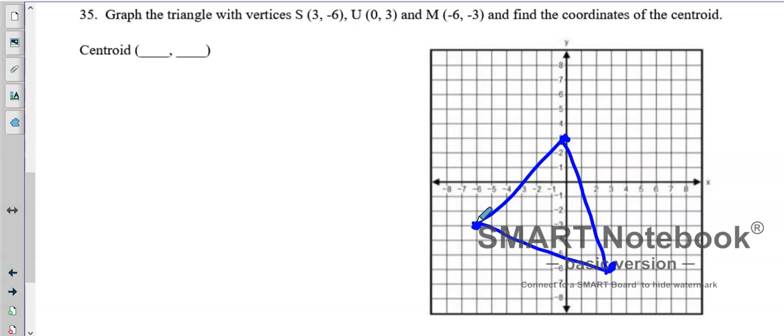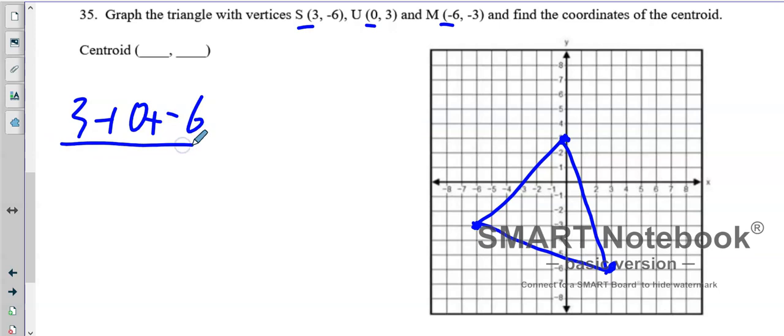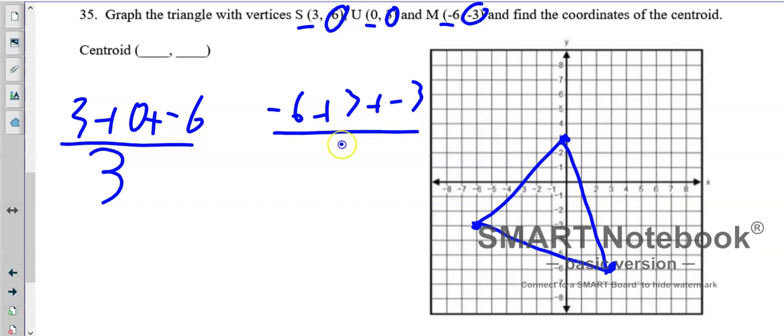Now, it says find the centroid. This is easy. You literally just add the x's. 3 plus 0 plus -6. Now, here's the crazy thing. On this test, many of you did that and divided by 2. It's the same concept as the midpoint when you add 2 things and divide by 2, but use a little common sense. You're adding 3 numbers this time, so we divide by 3. Then we add the y's. -6 plus 3 plus -3. And we divide again by 3.